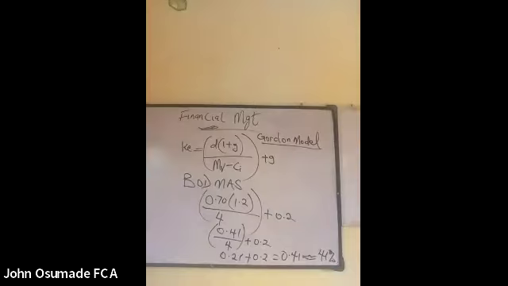Now, having said all this, we have to look at another way of calculating our cost of capital or cost of equity, and that is what we call the capital asset pricing model. Another method. We have the dividend model, we have the Gordon model, then we have CAPM, the capital asset pricing model.